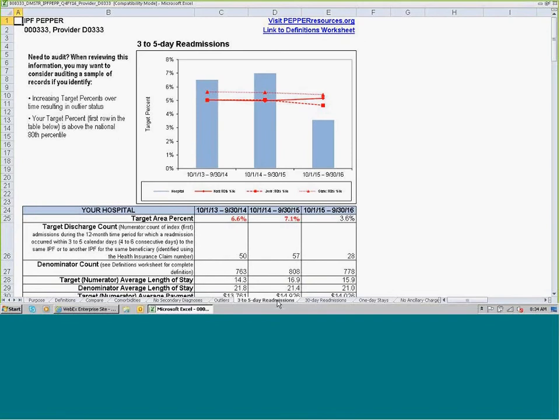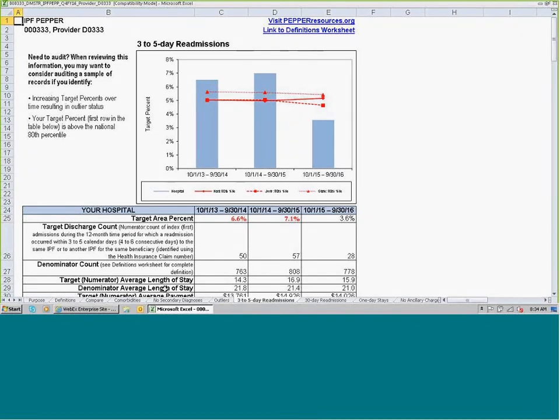When we look at the 3 to 5 day readmissions target area, this target area is looking to assess the risk for potential circumvention of the interrupted stay policy, where patients who are readmitted within 3 consecutive days from discharge are treated as a continuation of the initial admission for reimbursement purposes.